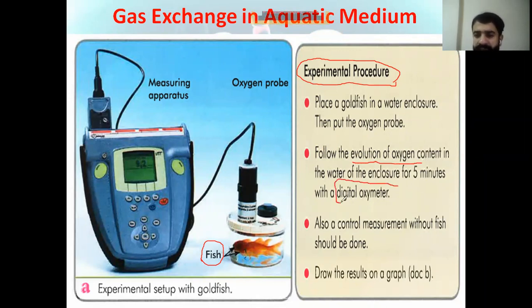We said that the role of the oximeter is to measure the amount of oxygen gas in the probe or the water enclosure. Also, we have a control measurement. We said the control is without the fish. So what is the role of the control? The control experiment is done to compare and to explain the different experimental results.